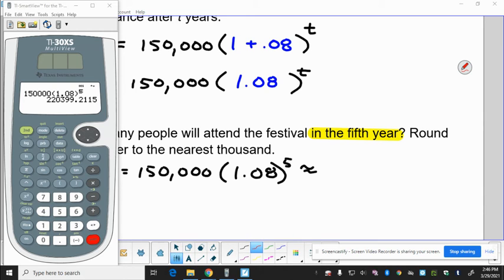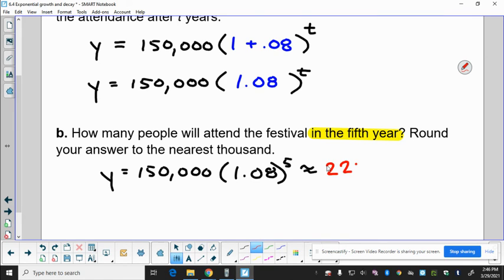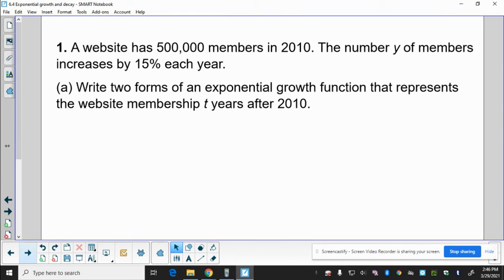So thousands is this number right here, okay? So what I'm going to do is look at the next number, and it's not big enough to round that up. So we're going to just say it's 220,000. Now, if you didn't round it, it's no big deal. That's fine. But that's the way that would work. All right, let's go on to the next problem. Let's see if we can do this again.